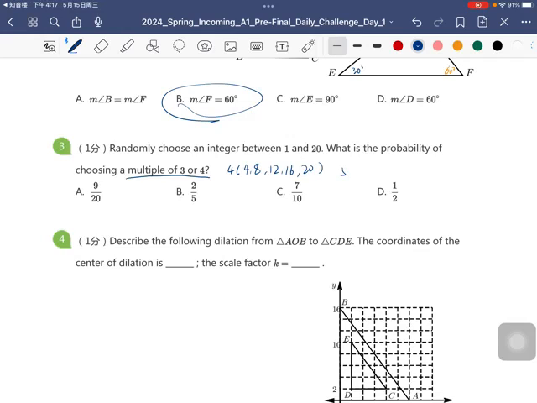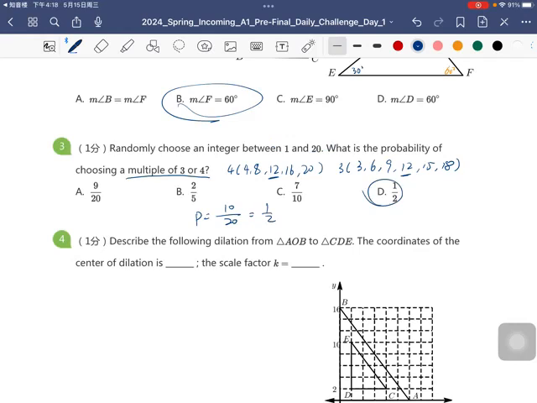Alright, for multiples of 3, it's going to be 3, 6, 9, 12, 15, and 18. Alright, and then 12 is a repeated term here, right? So in total there are 10 of them, and the total possibilities, right, are between 1 and 20, so 20. So the probability of getting a multiple of 3 or 4 is 10 over 20, which is 1/2. Okay, you're going to go with D.